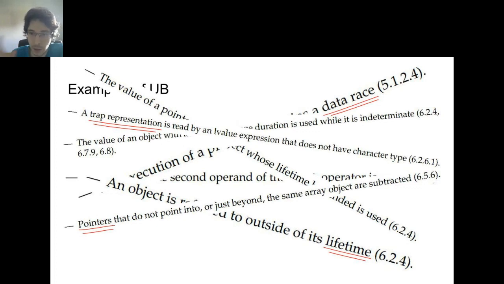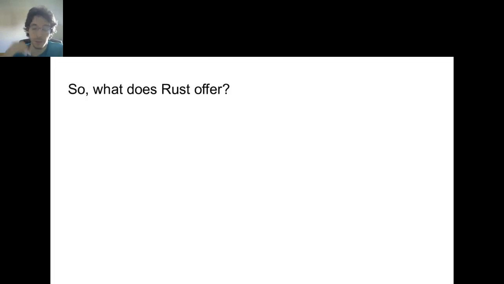There are some keywords that appear here, like lifetime, pointers, trap representations, data races. If you have seen some Rust, or know a bit about it, these are words that you will hear when you learn Rust. So you see that Rust is related to this and has done some work on it. So that is what Rust offers.